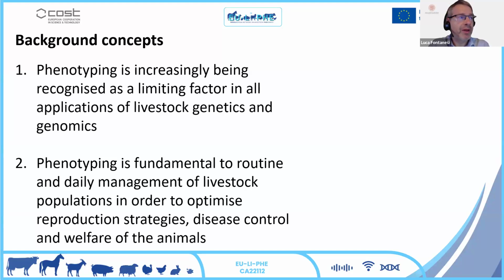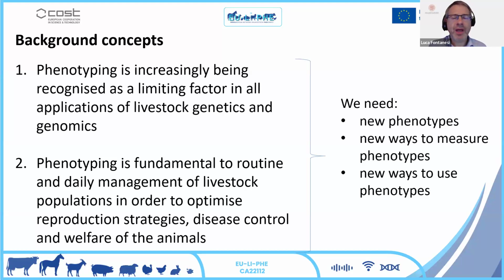In particular, in animals, phenotyping is increasingly being recognized as a limiting factor in all applications of livestock genetics and genomics. So the first area of application of phenomics is in animal breeding in some way, but it is not the only one. And probably, I don't know if it is the most important, but it is paired with the other main area in which phenomics is needed. Phenotyping is fundamental to routine and daily management of livestock populations in order to optimize reproduction strategies, disease control, and welfare of the animals. That means precision livestock farming in some way.